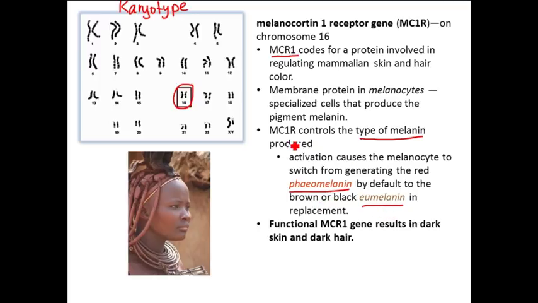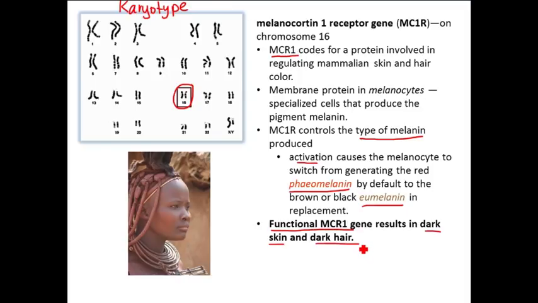Okay? So when the MC1R gene is activated, that means it's turned on, it causes those melanocytes to switch from generating pheomelanin, which is the default, so all the cells start making just the red melanin. When MC1R is turned on, then they start making eumelanin, which is the dark colored one. Okay? So when you have a functional MC1R gene, then you have dark skin and dark hair.